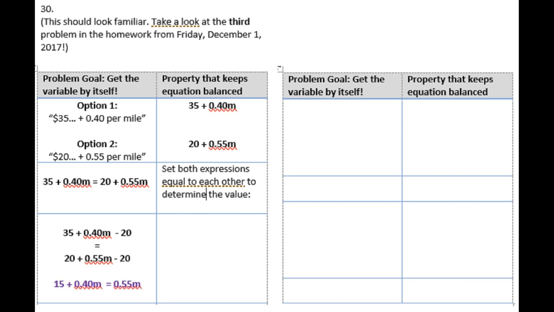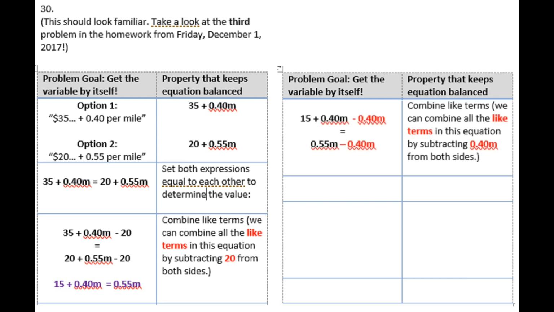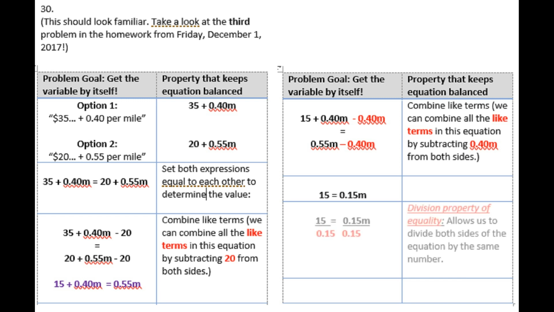First thing we're going to do is subtract 20 from both sides. And what that's going to do is put all of our variables on the left-hand side. All right, we subtracted 20 from both sides. And that gives us 15 plus 0.4 m equals 0.55 m. What do we do next? Well, let's put our variable on the opposite side from that 15 that we get. So we subtract 0.4 m from both sides. 15 equals 0.15 m. The last thing we do is divide by 0.15, and it turns out our answer is 100.